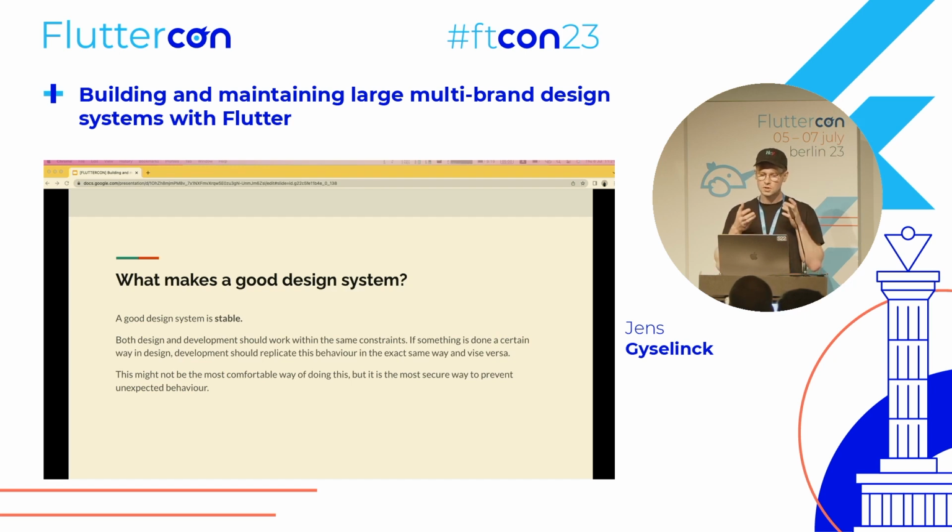Both design and development should work within the same constraints. If something is done a certain way in design, you should replicate that in development. And vice versa. If something is done in development a certain way, you should do it the same way in design. And while that might not be the most comfortable way of doing this, it's the most secure way to prevent unexpected behavior. And a good example about that is how we deal with assets.